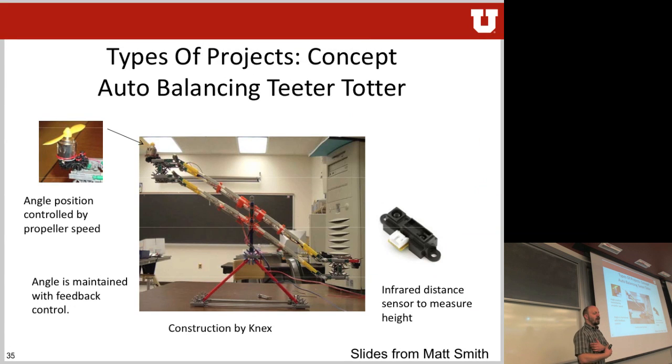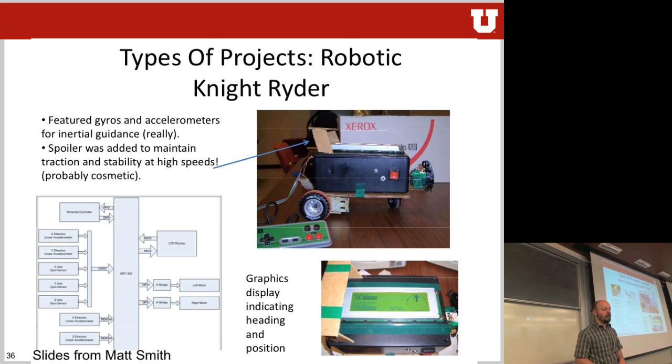This is a teeter-totter that was built. This thing was basically keeping itself in balance with fans on here. So it was keeping it approaching level, while over here it had a sensor looking at the height itself. So an interesting control system kind of problem where you have to deal with noise and motors and stuff like that. Fairly hard problem actually to deal with if you don't do it properly.